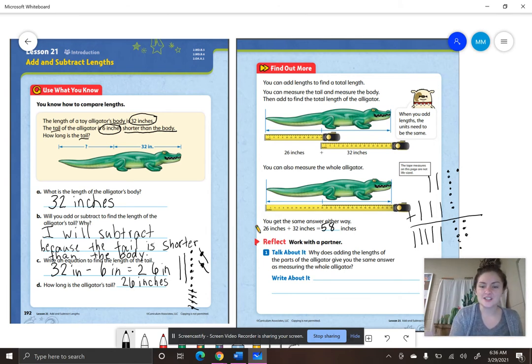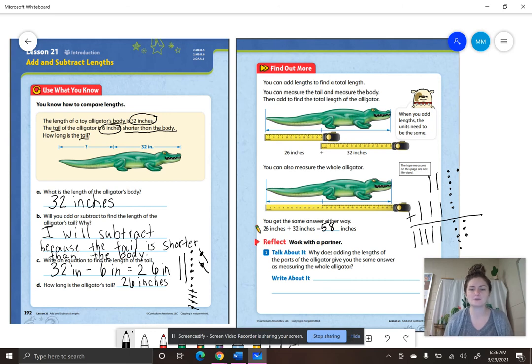58 inches. So we could use a measuring tape because look, they used a measuring tape to measure the length of the toy alligator. Or if we already have the lengths of the tail and the body, we can add those lengths to find the total length. All right, and look at this little blurb. It says when you add lengths, the units need to be the same. So if I'm measuring inches, I can't measure inches and centimeters. I have to use the same unit.